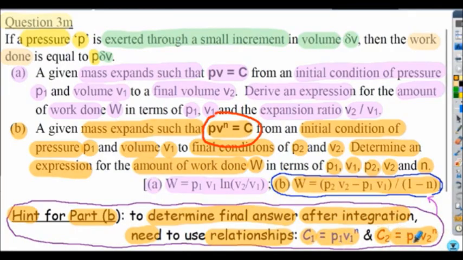I'd now encourage you to stop the presentation and attempt questions 3M, both parts A and B, but I'll show you the full worked solutions on the following slides.